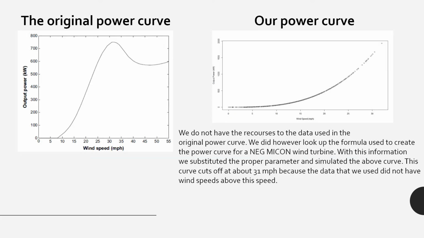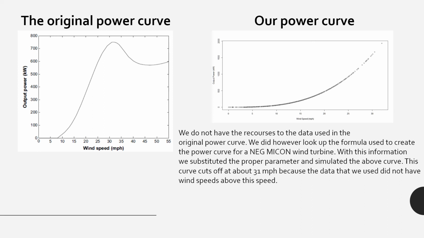Since we did not have the resources to the data used in the original power curve, we simulated a power curve for the Neg-Micon wind turbine. We found the information for the formula on a government-sourced website that expressed how they calculate this power curve. It's 1/2 times wind speed density times the area swept by the wind turbine times wind speed cubed. So the power curve shown on the right-hand side of this slide is the power curve that we simulated.